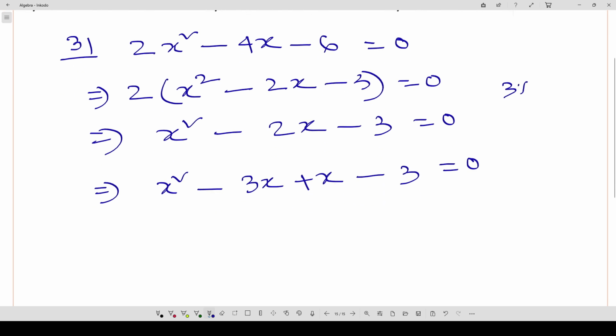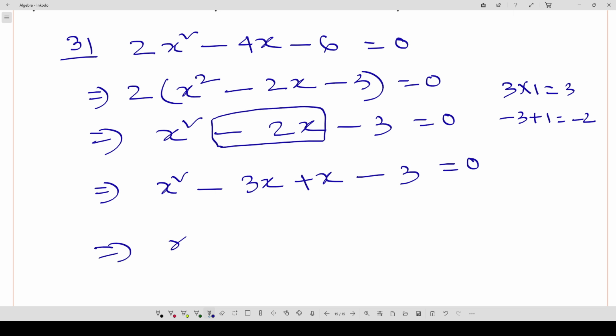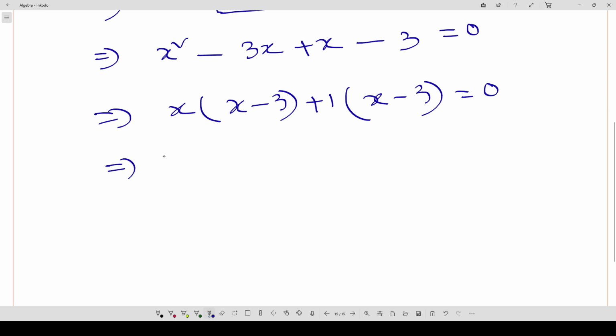Because 3 times 1 equals 3, and minus 3 plus 1 equals minus 2. Here is a minus 2x. Okay. Now we can take common x, so here is x minus 3, plus 1, we can take common x minus 3 equals 0, right? Then we can take common x minus 3, and here is x plus 1 equals 0.